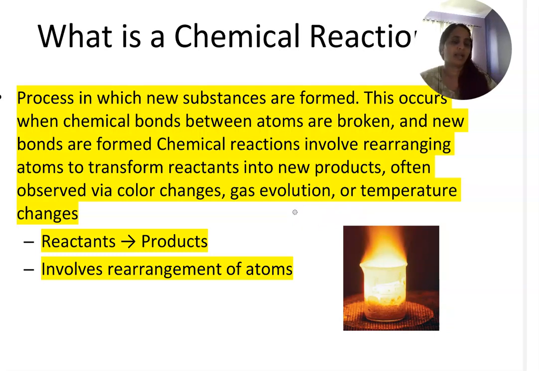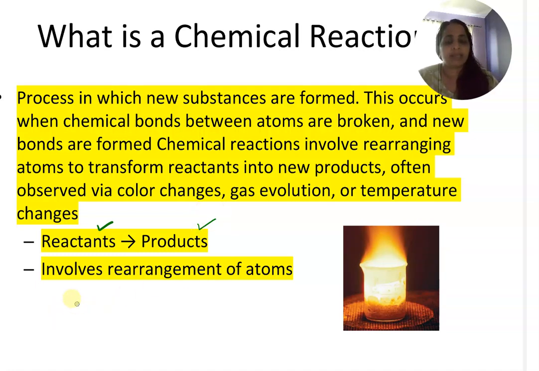So, what is a chemical reaction? A chemical reaction is nothing but two or more substances combined together, and you are getting new substances. Which are the substances combining? That combining substances we call reactants. Then the new substances forming after the chemical reaction, we call them products.